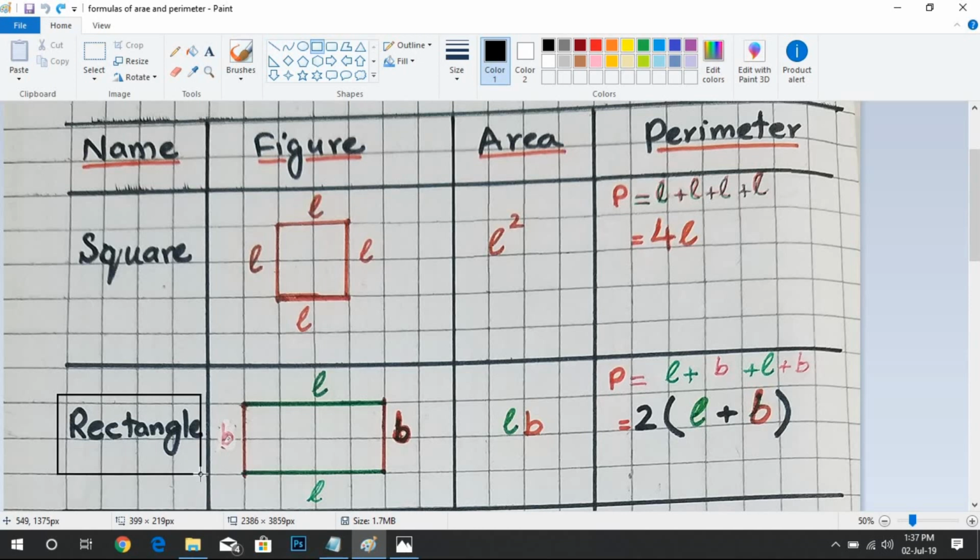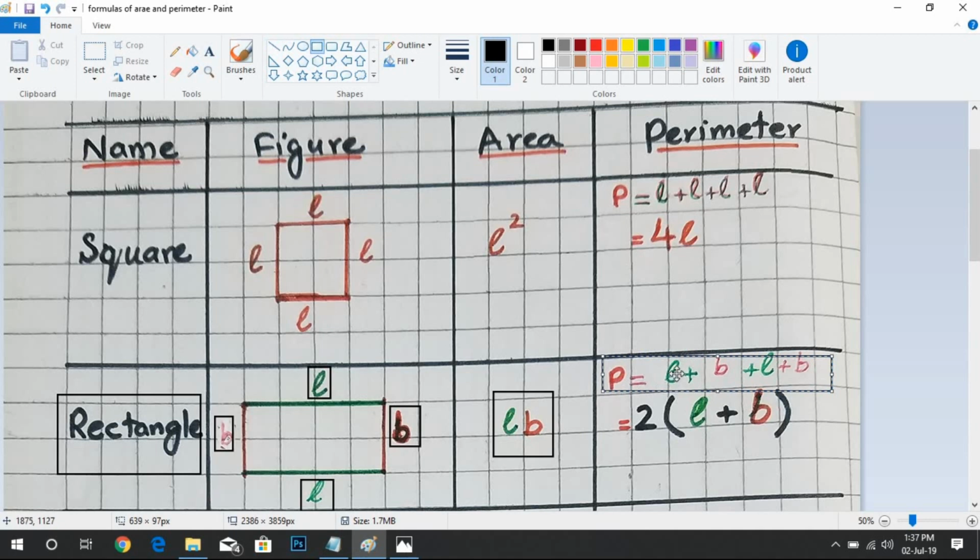Now rectangle. This is a rectangle. L is the length of this rectangle, which is in green color, and B is the breadth of this rectangle, which is in almost red color. The area of a rectangle is the length into breadth. This is the formula for the area of a rectangle.